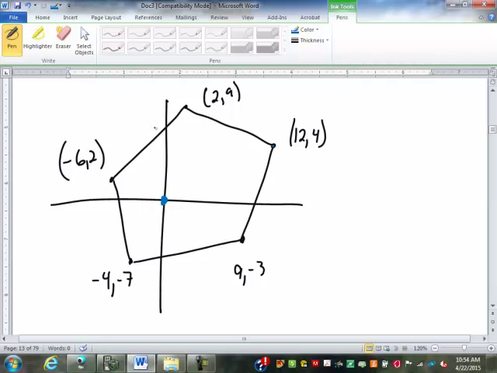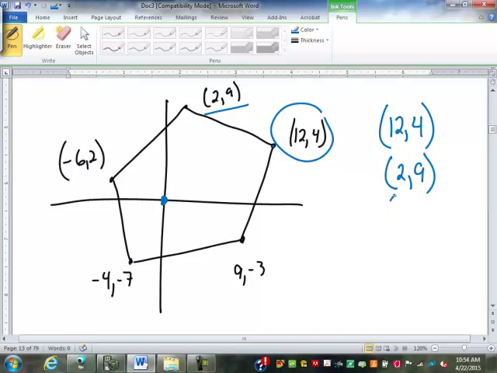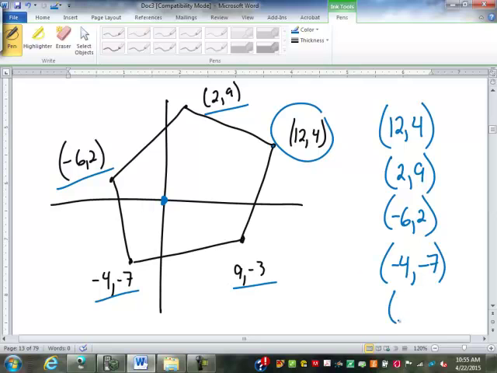So what you're going to do is pick a point to start at. Since I did the 12, 4 first, I'll pick the 12, 4. And I'll start with 12, 4. Then we're going to move around the shape counterclockwise. So what would be the next point? 2, 9. Next would be negative 6, 2. And then negative 4, negative 7, and 9, negative 3.